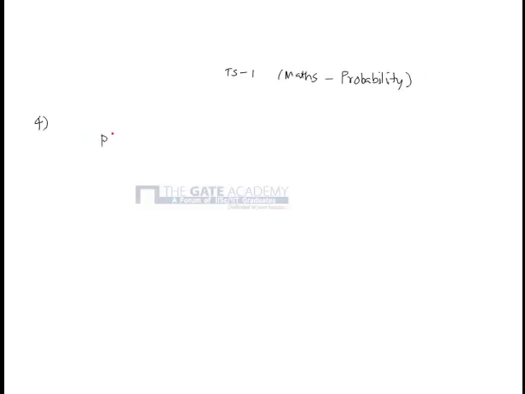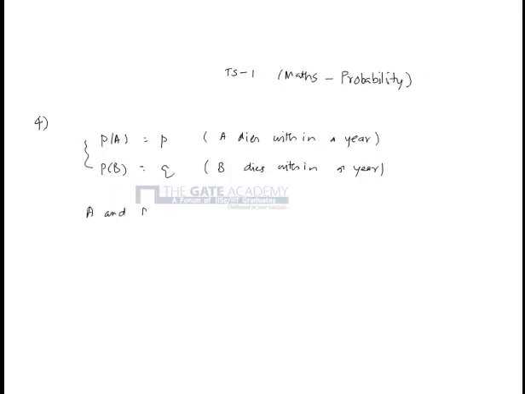year are given. So let's denote them by P of A, which is P. It means that A dies, probability that A dies within a year. And P of B is Q, probability that B dies within a single year from now onwards. Now looking at these two events, I can say that A and B are independent events, which means that if A dies, it is not at all connected to B dying or alive. So both are independent events.